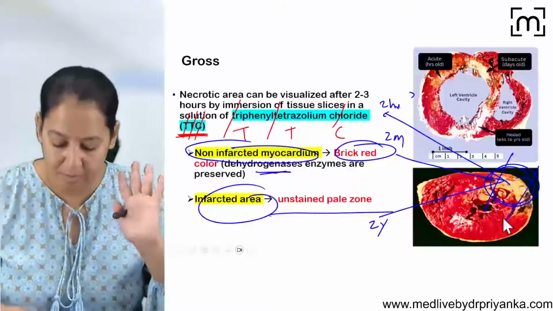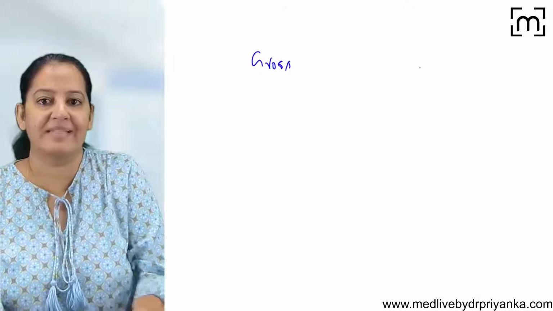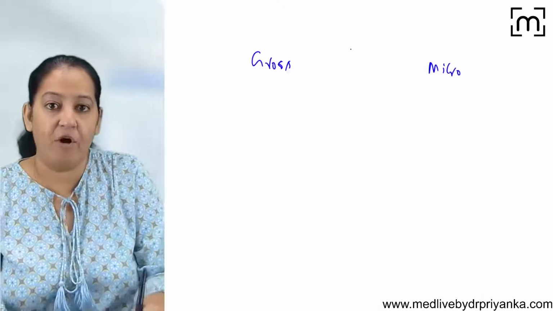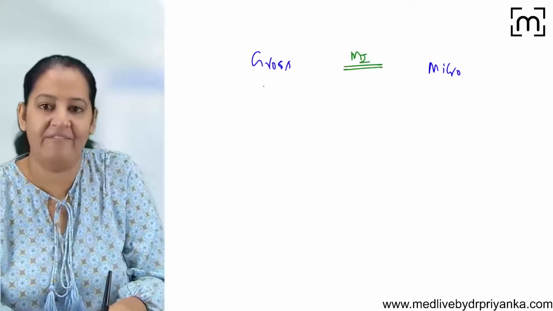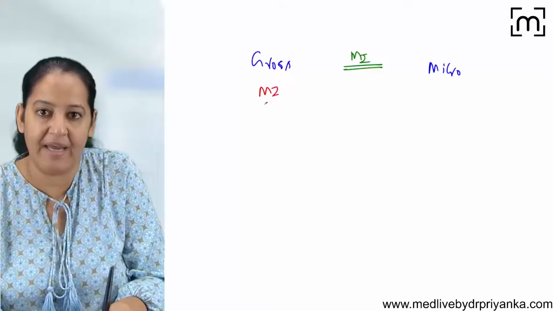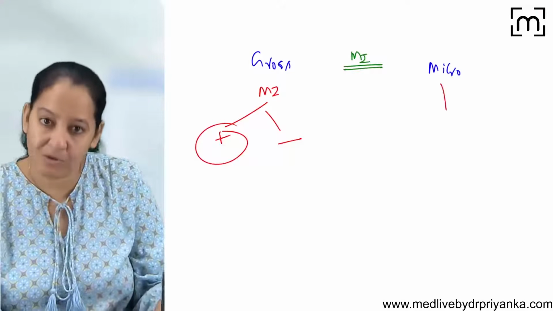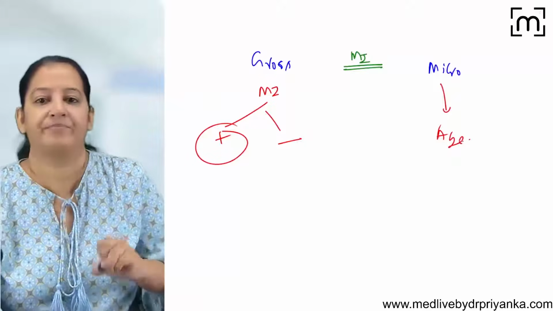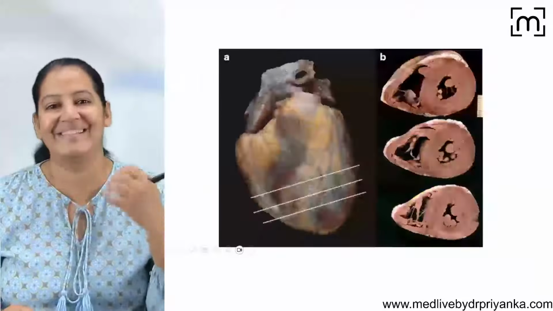So my point is that in case of MI, grossly we tell whether the MI is present or absent. If it is present, microscopically we see the age of MI. Age of MI is told microscopically only. So let's make the slide and let's see the microscopy.